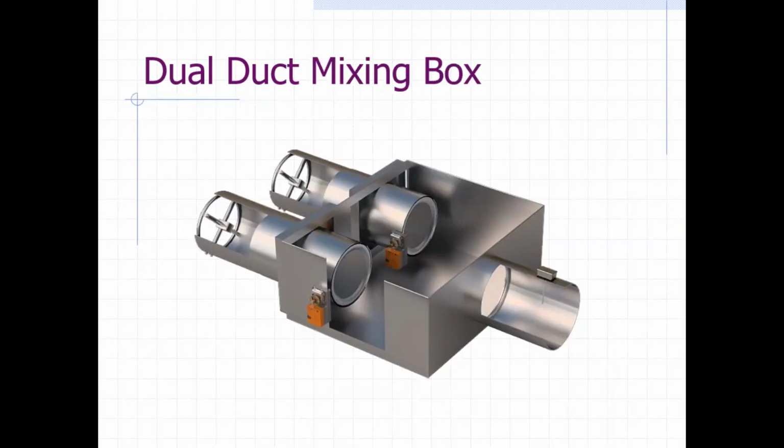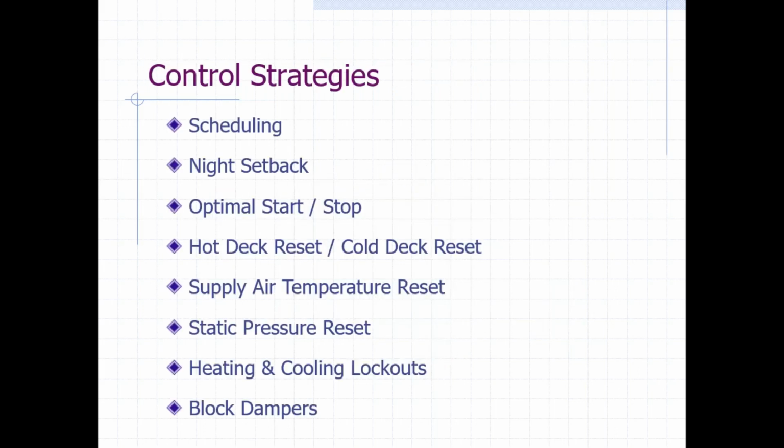So this is what a dual duct mixing box is. It will take air from the hot deck, so that would be one of these two, and air from the cold deck, and then there's dampers which will modulate how much air from each of those two decks goes into this mixing box, and it will deliver air into the zone. All right, so let's talk about being efficient.